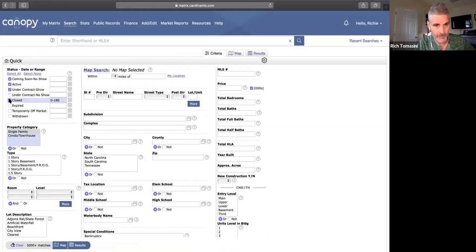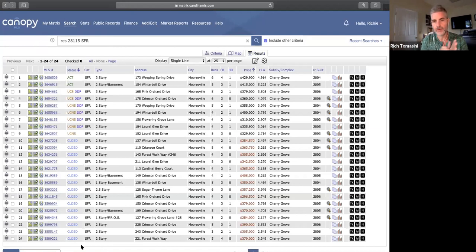And I want to look, my first search is pretty broad. All right, so I'm going to type in Cherry Grove. And I'm also going to type in the zip code in case there's more than one Cherry Grove in the Charlotte MLS. So we had 24 things pop up. So let's just take a real quick view on what this looks like.